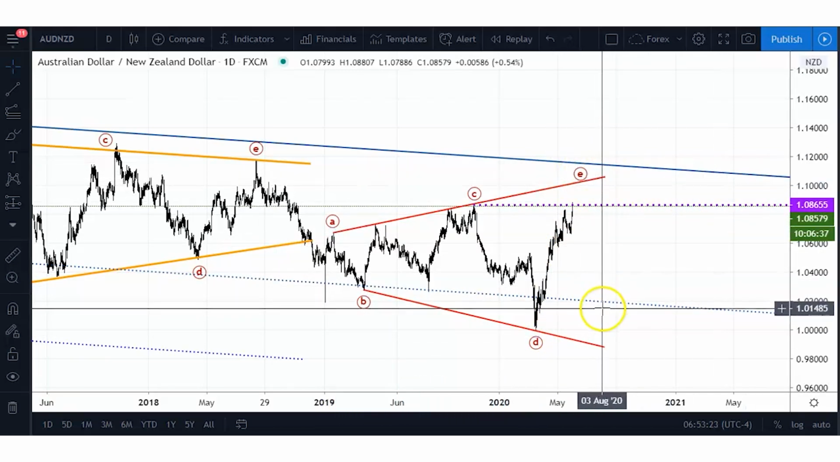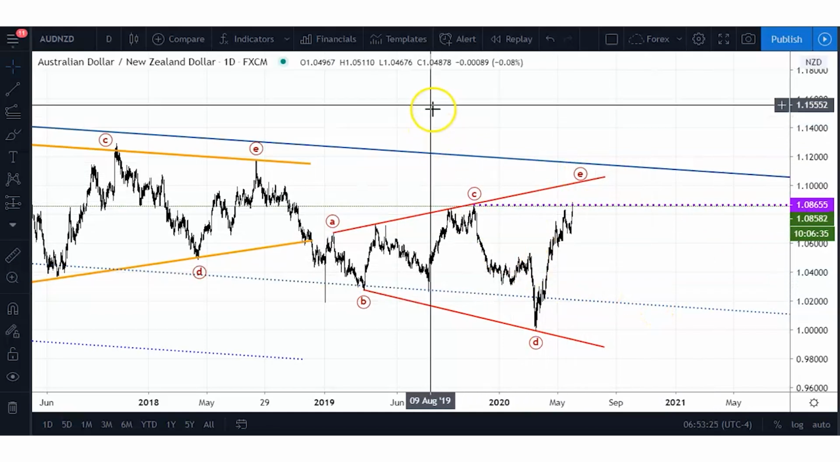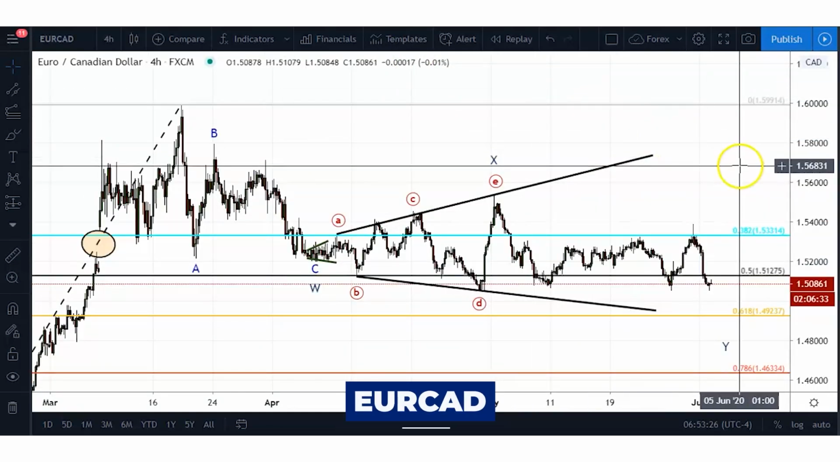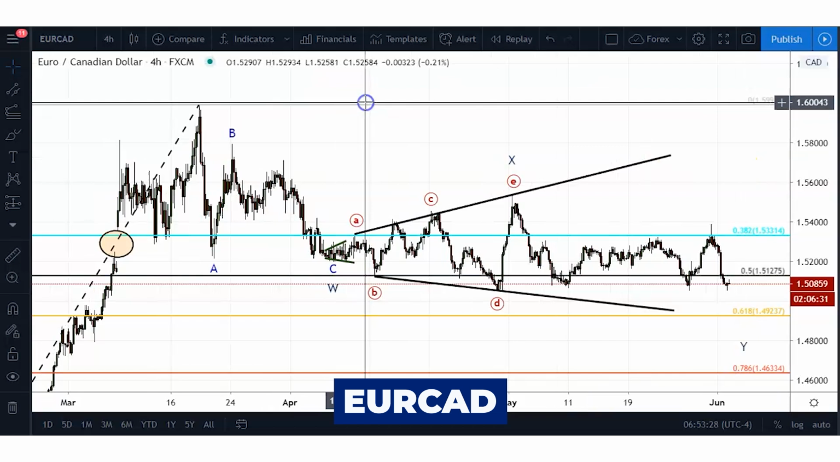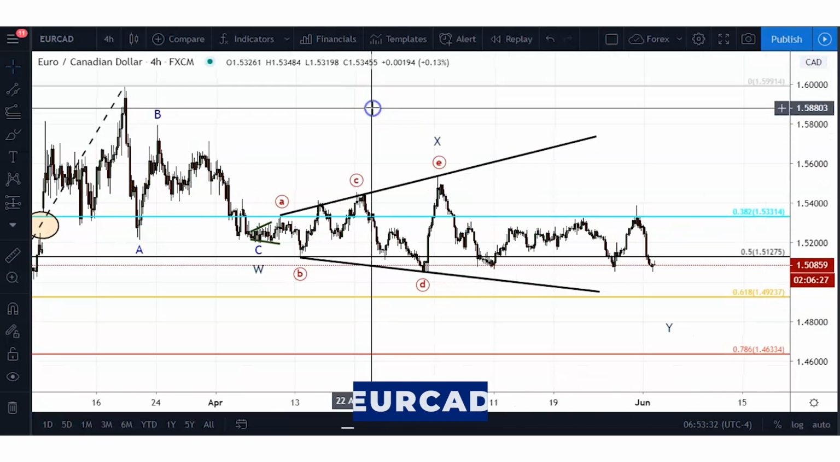So just a quick triangle I'm seeing here on the Australian dollar, New Zealand dollar. Then we have the EuroCAD, very interesting chart. It's actually an expanding triangle within a correction, just to make things way more complicated, which is what the market tends to do, make things really complicated for a technician like us, analysts trying to figure out what's going on.